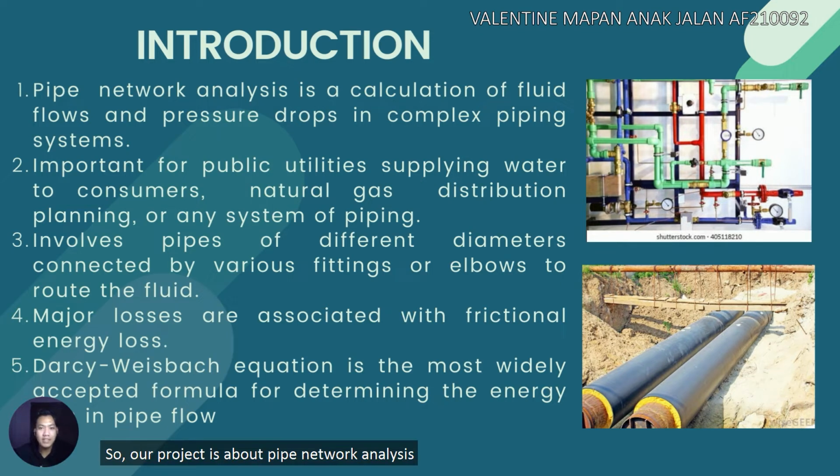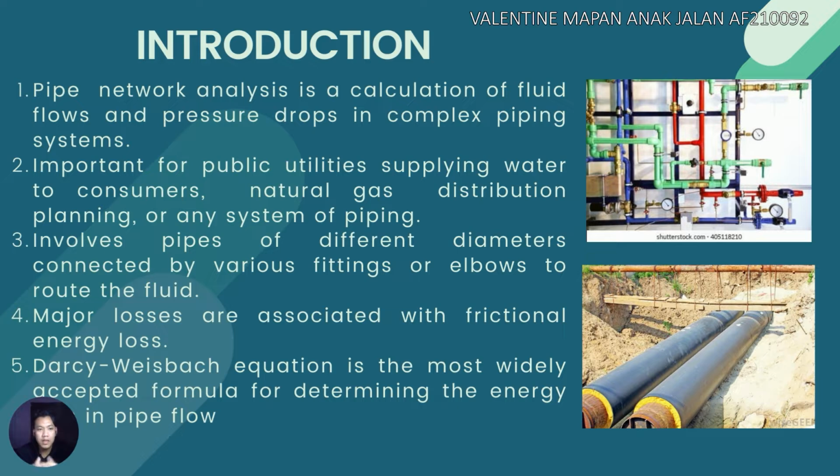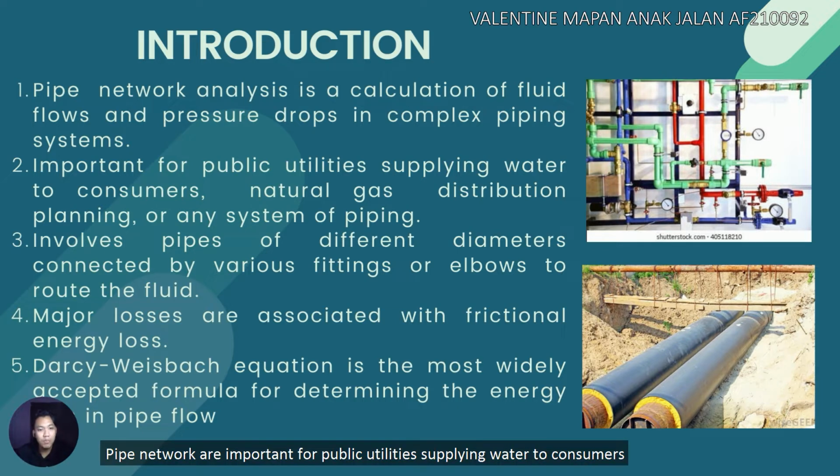So, our project is about pipe network analysis. As we know, the analysis of piping network is a calculation of fluid flows and pressure drops in complex piping systems. Pipe networks are important for public utilities supplying water to consumers, natural gas distribution planning, or any system that involves piping. Pipe networks involve pipes of different diameters that are connected by various fittings or elbows to enable the flow of fluid within the network of pipes.